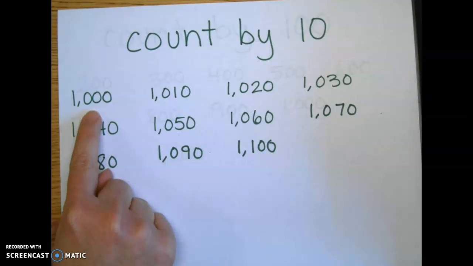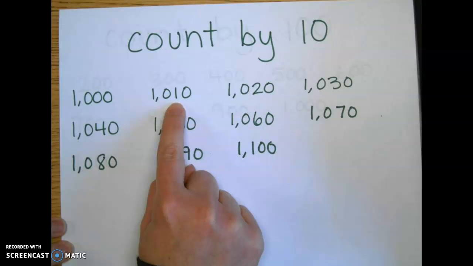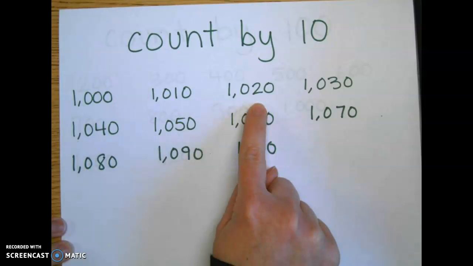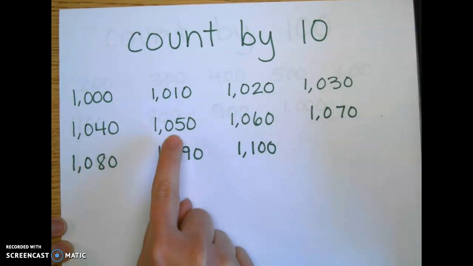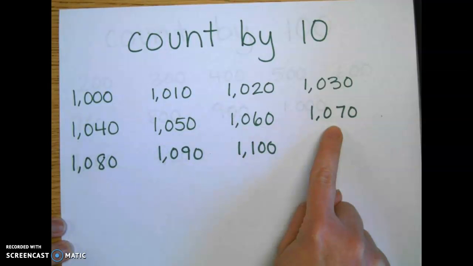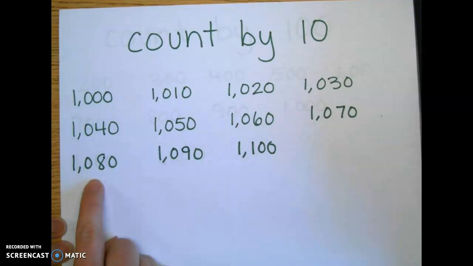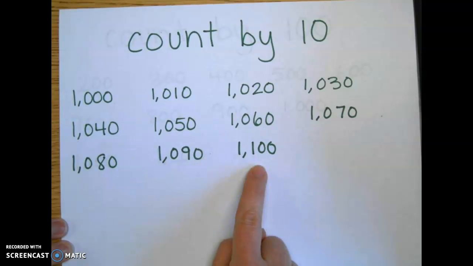So let's say we start at 1,000. Just like when we counted by ones, our ones place changed. When we count by tens, our tens place is going to change. 1,000, 1,010, 1,020, 1,030, 1,040, 1,050, 1,060, 1,070, 1,080, 1,090, 1,100. Pretty cool. Now let's count by tens backwards, starting at 1,100.